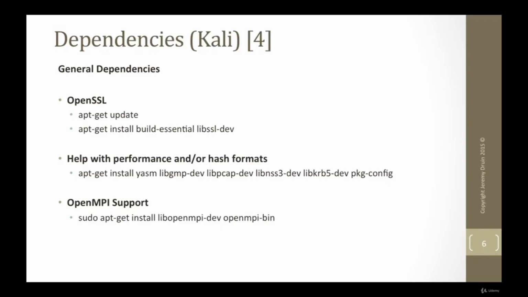And you can see on the second line that we have a whole bunch of other dependencies to help with different hash formats or enabling different features in the password cracking engine. And then for OpenMPI support, you need to install a couple more packages. And it's interesting to note for OpenMPI that you not only have to install some dependency files, but later when you do the configure step, you'll need to also pass a switch into the configure that enables that particular feature. The rest of these features will automatically be picked up by the configure script.